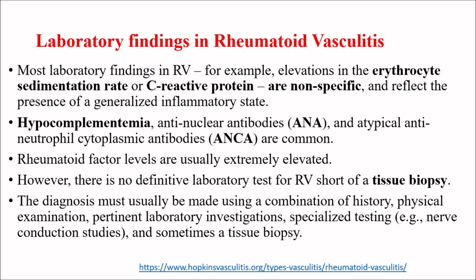Most laboratory findings in rheumatoid vasculitis, for example, elevation in the erythrocyte sedimentation rate or the CRP, C-reactive protein, are non-specific and reflect the presence of a generalized inflammatory state.